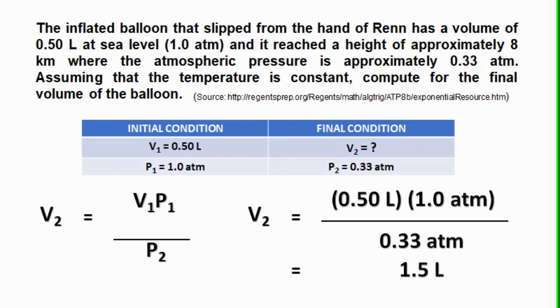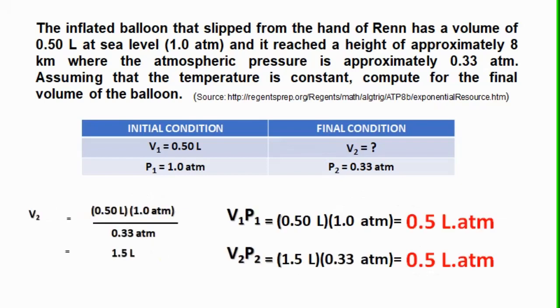Did you notice the decrease in pressure and how it affects the final volume? The pressure decreased by 1/3. That is why the volume increased by 3 folds. Try to multiply V1 by P1 and V2 by P2. Does it have the same product? Isn't it amazing?